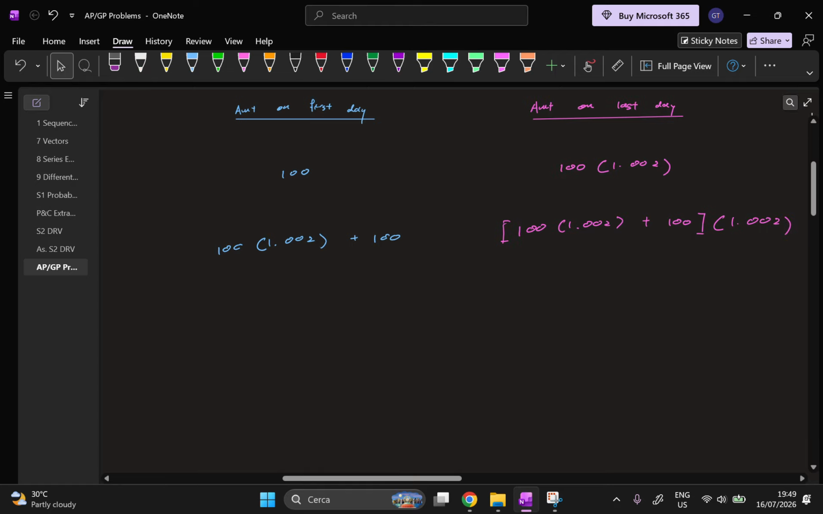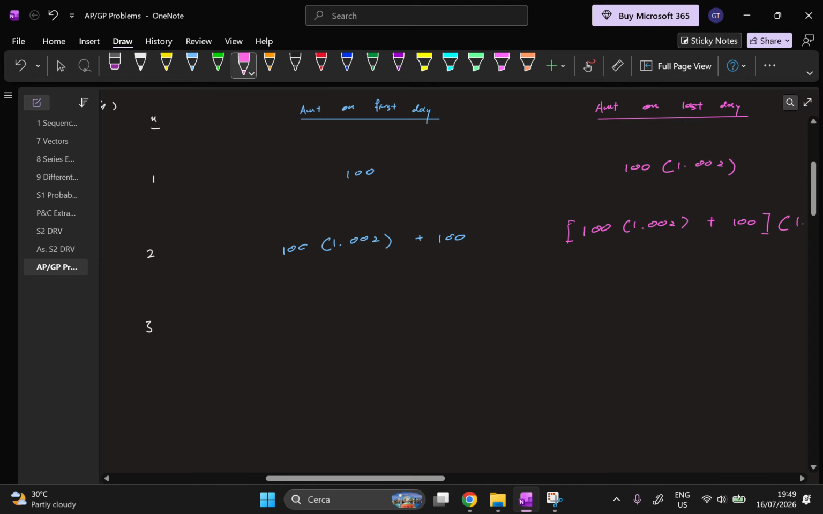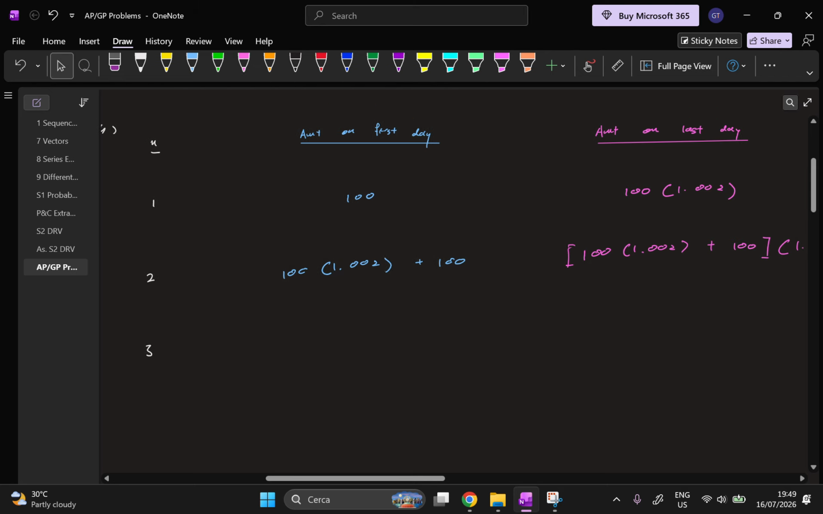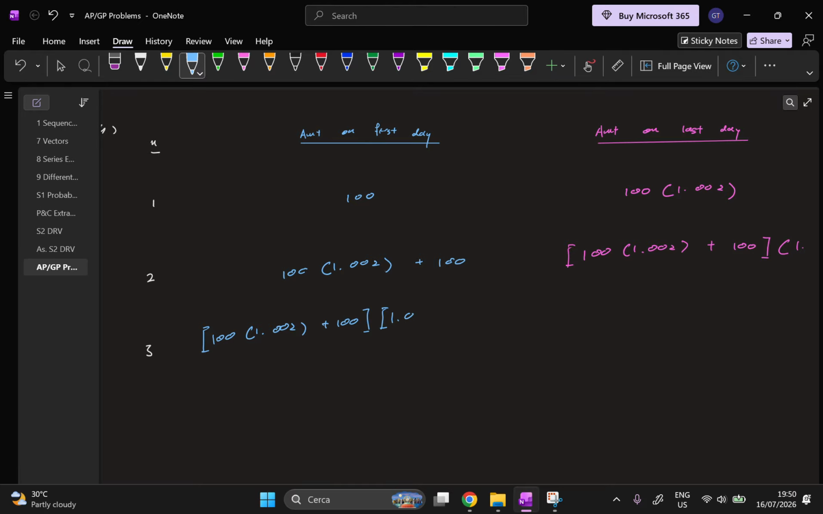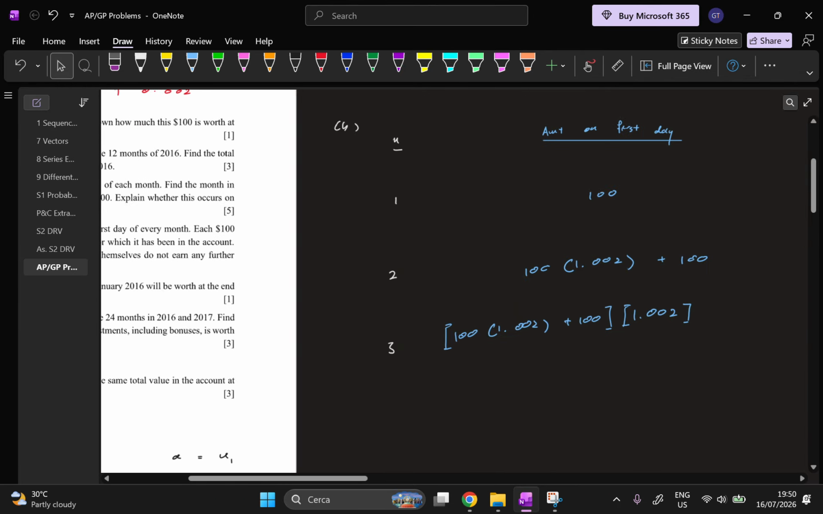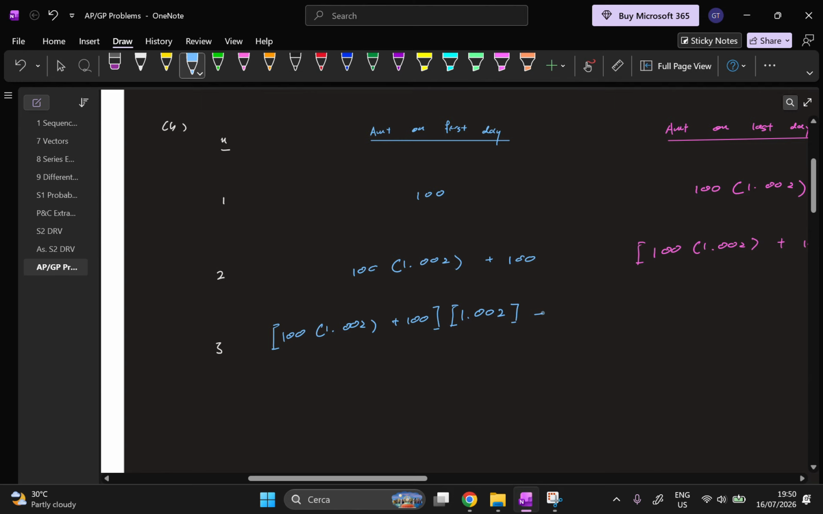So at the first day, I have this entire thing. I am not going to simplify yet. I want you to see the pattern. Then only we can simplify in terms of n. Okay, so I have this entire thing. 100, 1.002 plus 100. This entire thing times 1.002. And then Mr. Wong goes into the bank. Then he adds this extra 100.